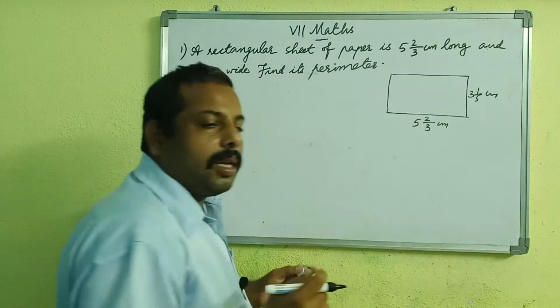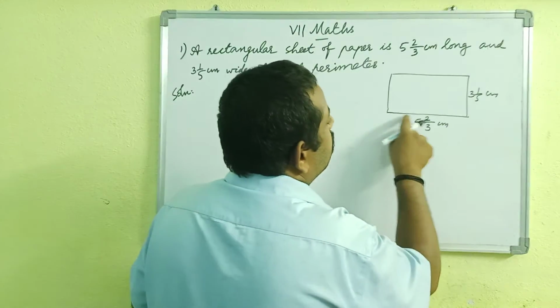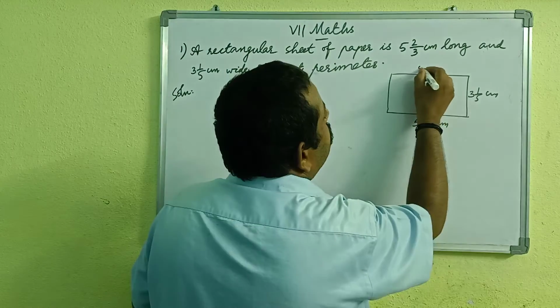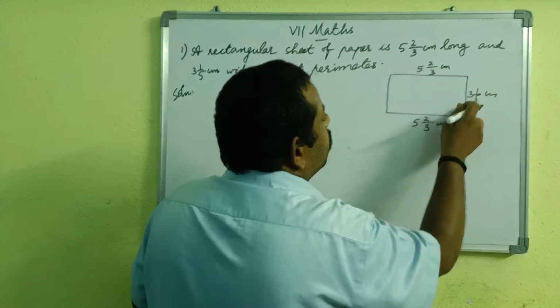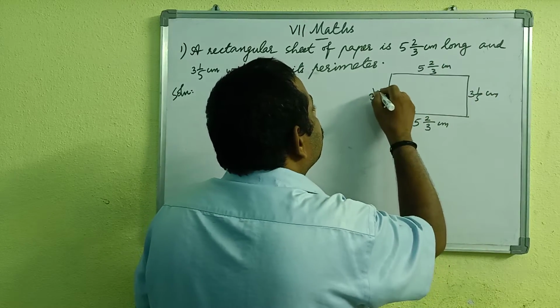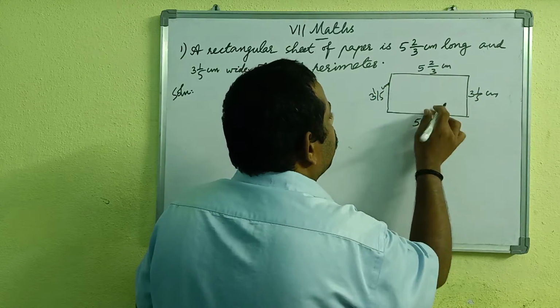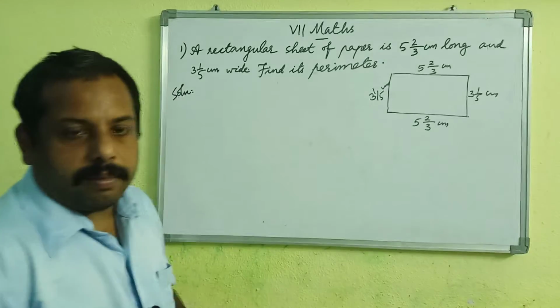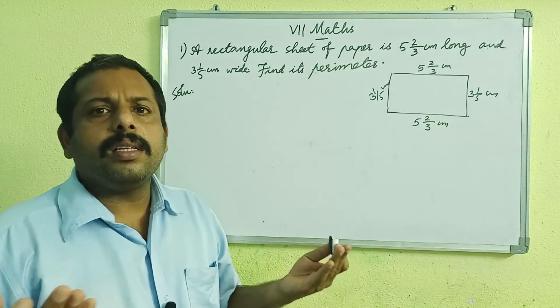You know already that opposite sides of a rectangle are equal. So if this is 5 2/3 centimeters, this is also 5 2/3 centimeters. Width is given as 3 1/5 centimeters, so this side is also 3 1/5 centimeters. Opposite sides are equal. Now perimeter. Perimeter is nothing but the sum of the sides. We can easily find it out.